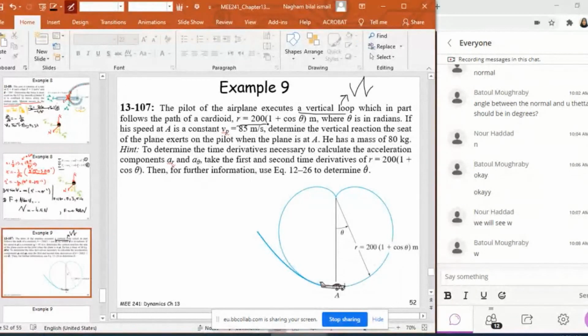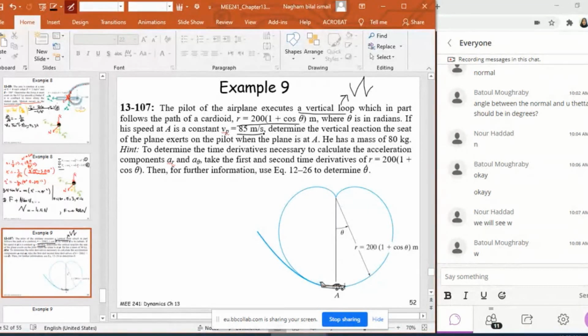So we will see the weight, which in part follows the path of a cardioid, r is equal to 10(1 plus cosine theta). So I know the equation of r in terms of theta, not in terms of t, where theta is in radians, all right? If the speed at A is constant, so this is the speed, here it is 85 meters per second. So I know the speed, guys, it's 85 meters per second.